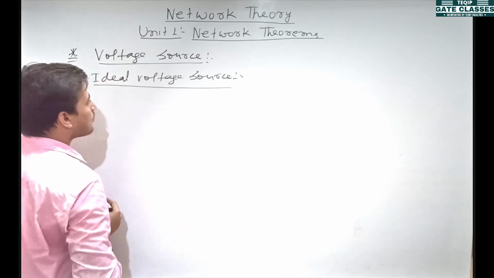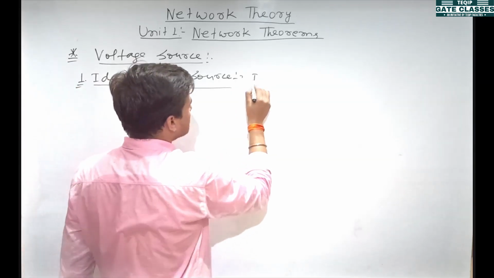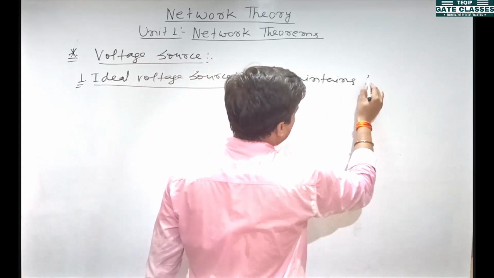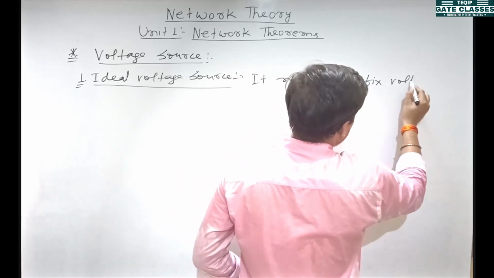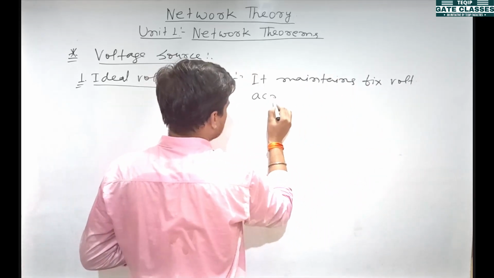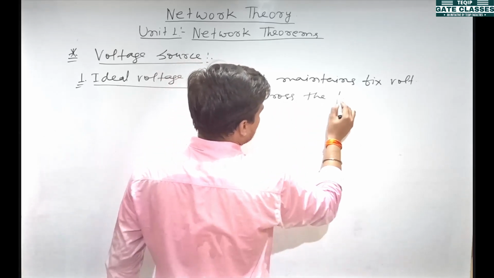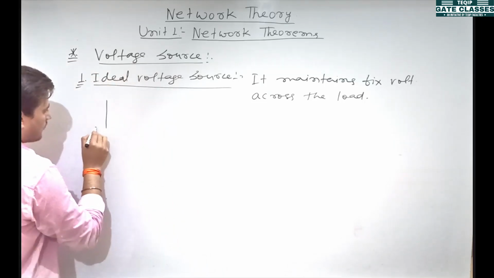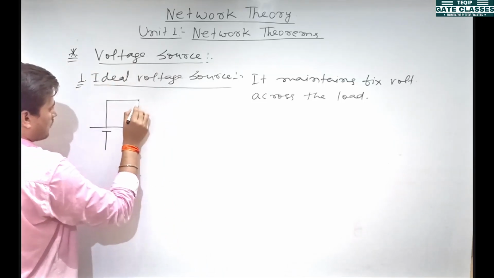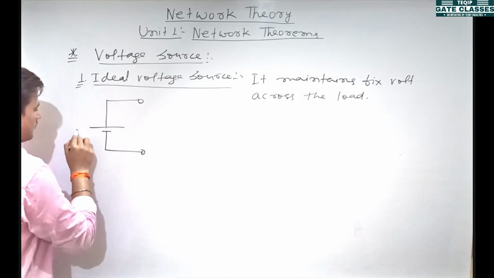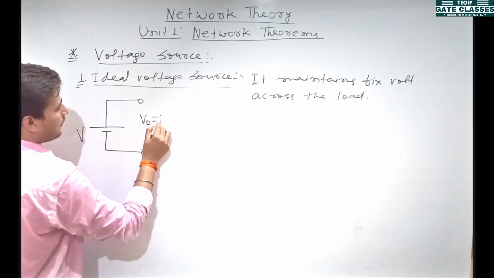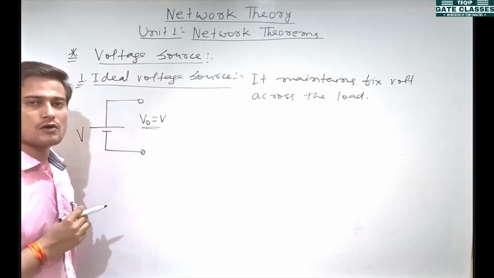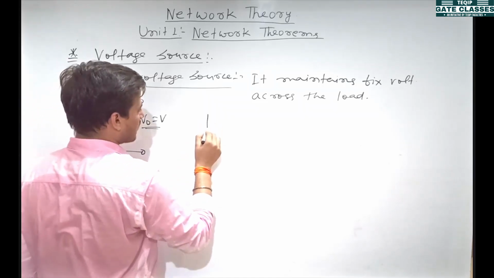What is the job of an ideal voltage source? It maintains fixed voltage across the load. That means this is V. So here output voltage will be V. Clear? Irrespective of any condition, it will maintain constant voltage. Suppose you are having the circuit like this.